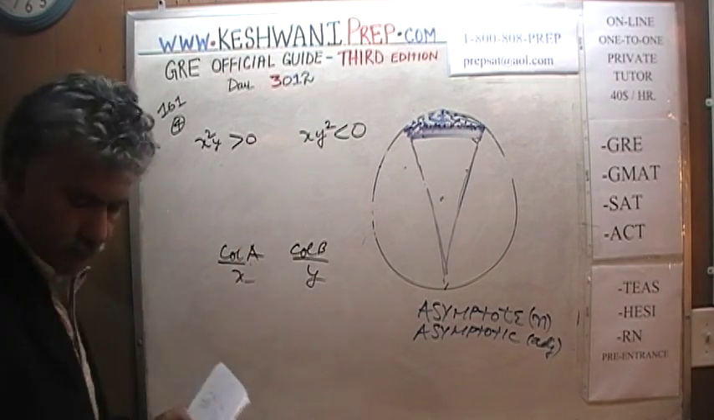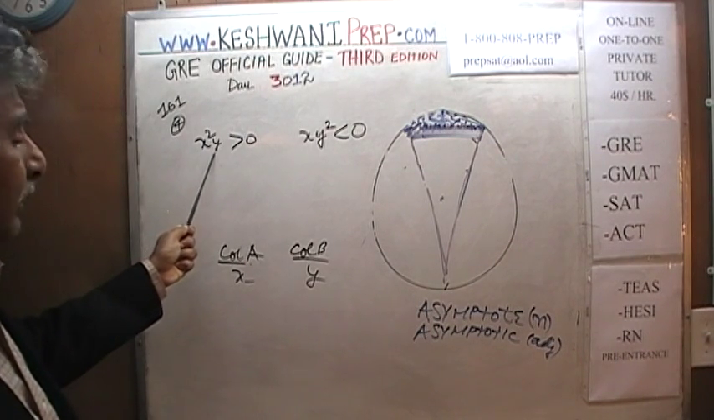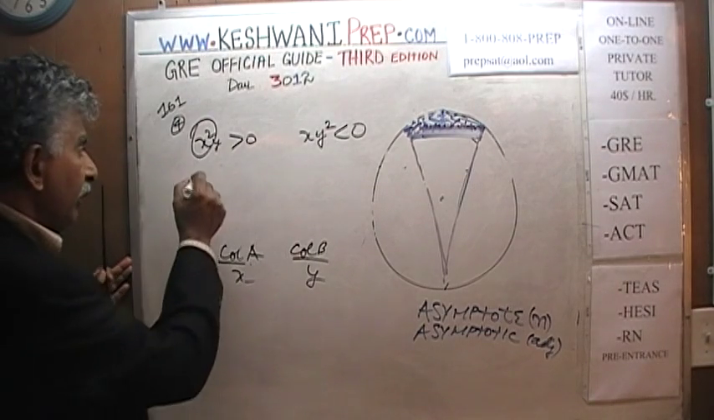Let's see what we can do. We are told that x squared times y is positive. We know x squared, because it is being squared, will always be positive.